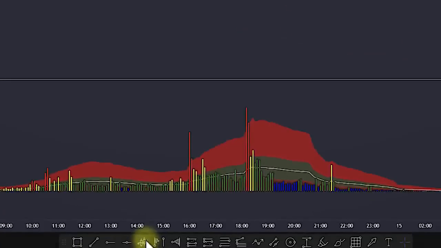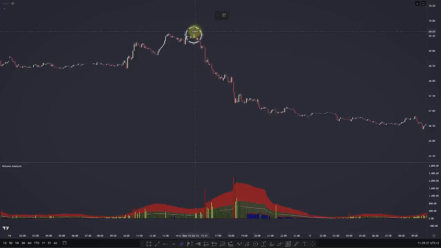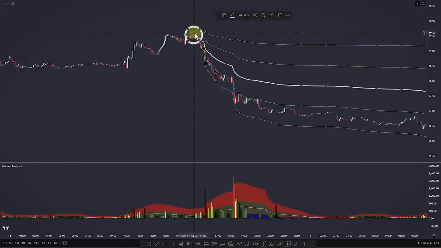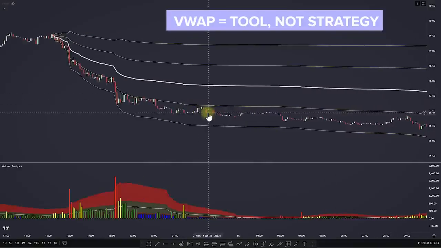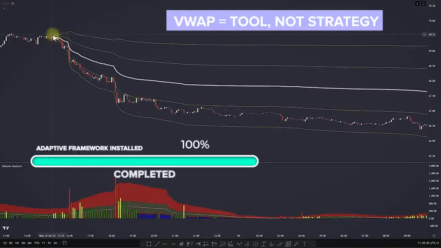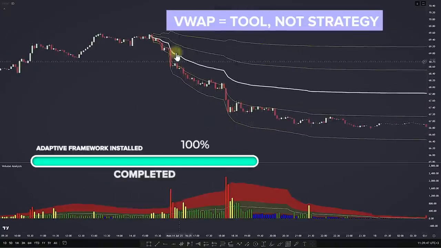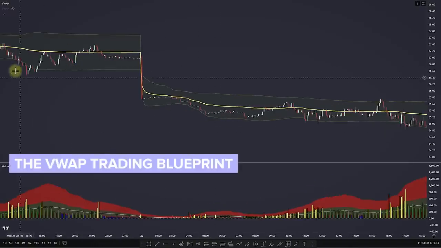The pre-news VWAP becomes irrelevant. You need new anchor points. The key insight is this: VWAP is a tool, not a strategy. You must adapt how you use it based on current market conditions. You now have the foundation, but here's the complete blueprint for actually trading VWAP like a professional.